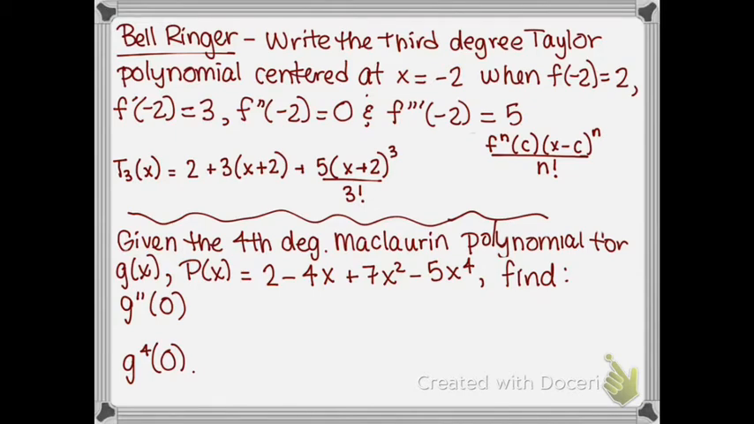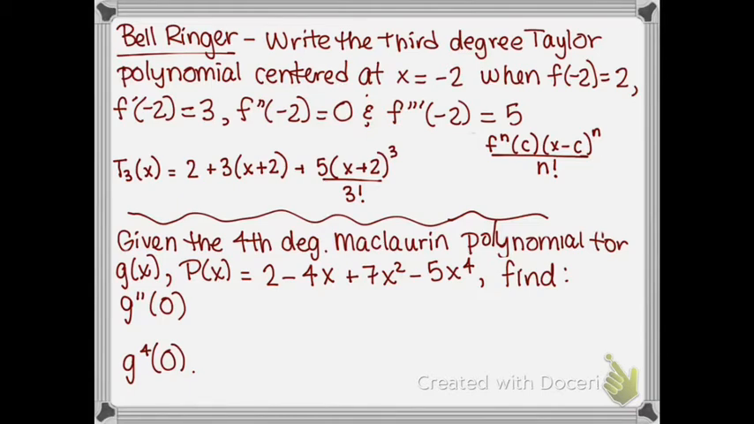Okay, second bell ringer question. Given the fourth degree Maclaurin polynomial for g of x, which is p of x equals 2 minus 4x plus 7x squared minus 4x cubed minus 5x to the 4th, find g double prime of 0 and the fourth derivative of g at 0.